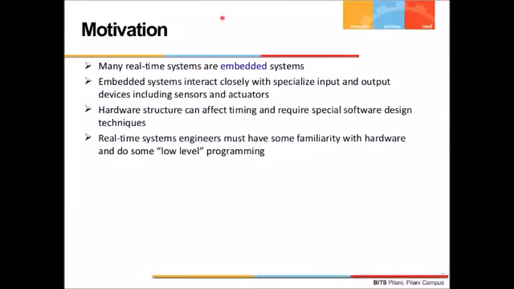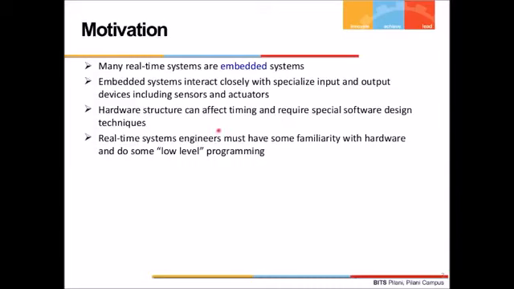Many real-time systems are embedded systems. Embedded systems interact closely with specialized input and output devices, including sensors and actuators, right? So what are the inputs to an embedded system? The input signals from some kind of sensor, and the output will finally be the output signal to some kind of actuator or display or whatever it may be. And the hardware structure can affect timing and require special software design techniques.